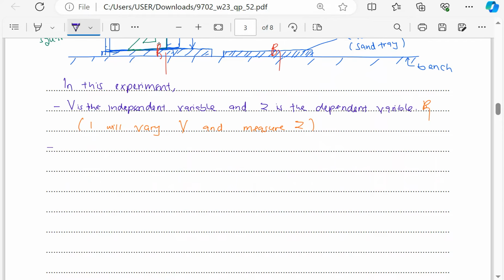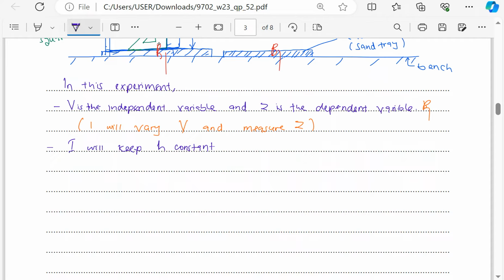Then of course you must mention what you should keep constant. So I will keep H constant. You don't say H is the control variable. No. You must say I'll keep H constant. Yes, it is true, it is the control variable, so it must be kept constant. You say I'll keep H constant.